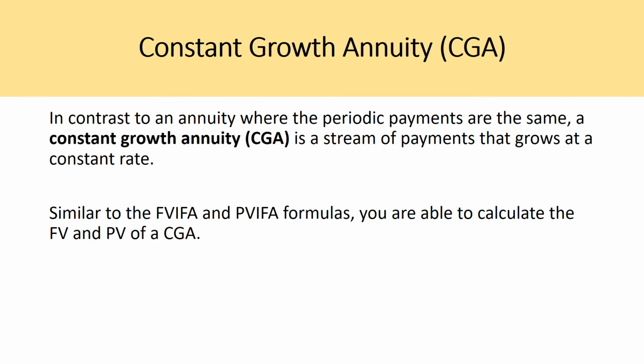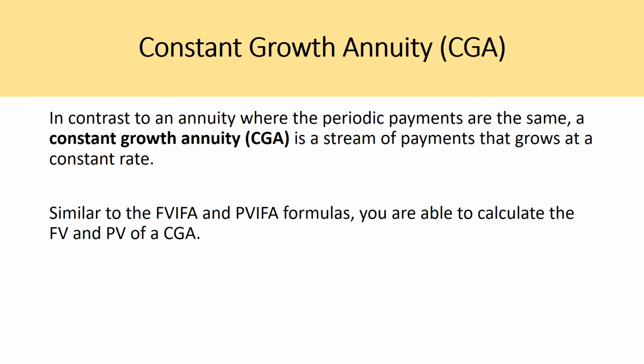Okay? So in contrast to an annuity where the periodic payments are the same, a constant growth annuity, a CGA, is a stream of payments that grows at a constant rate. Similar to the future value interest factor annuity and present value interest factor annuity formulas, you are able to calculate the future value and present value of a constant growth annuity. An example is, say, your landlord states that your $1,000 rent will increase at a rate of 1% forever.